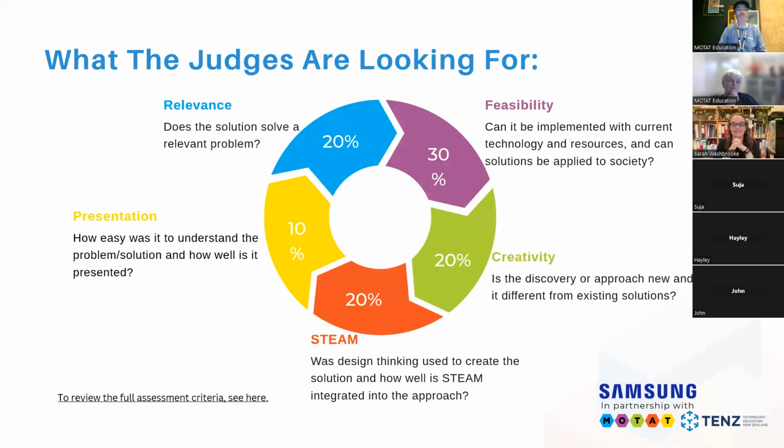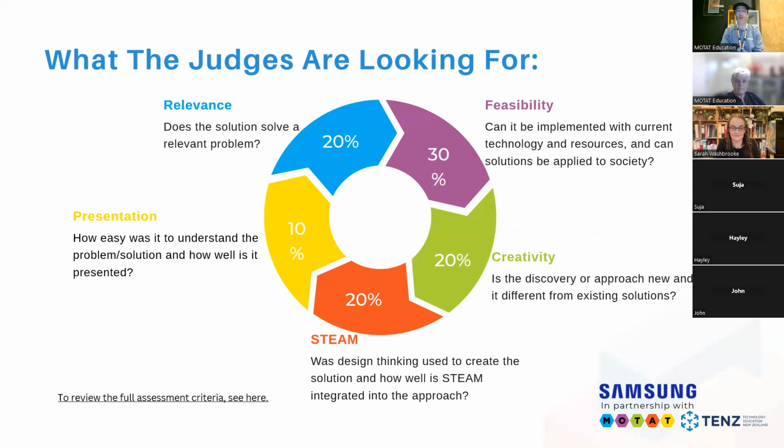So I think it's important for us to have a look at what the judges are looking for. There is assessment criteria available to you on the Samsung Solve for Tomorrow website. I'm going to talk quickly about the 5 key areas of the assessment criteria and what the judges are looking for. Relevance: does the solution solve a relevant problem? Now, again, this problem does not have to be as complicated as you think it might. It can be a simple problem that's relevant to you. Keep it simple.